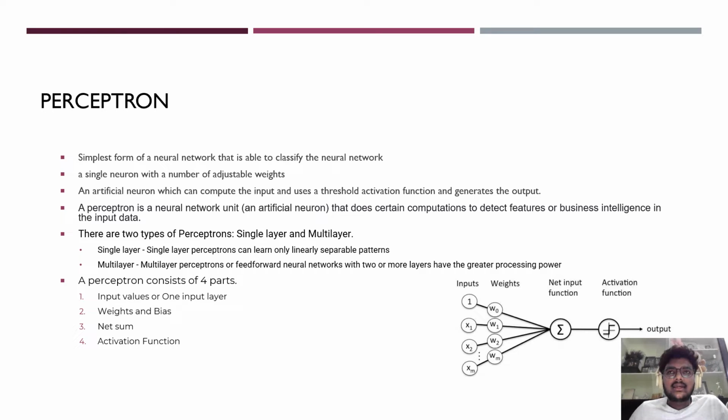In general, a perceptron contains four parts: input values, weights and bias, net sum, and activation function. Inputs are what the perceptron takes with respect to the weights. A single perceptron computes by using weights, inputs, and bias, and then it does the net sum, and depending on the activation function that it uses, it takes certain decisions.